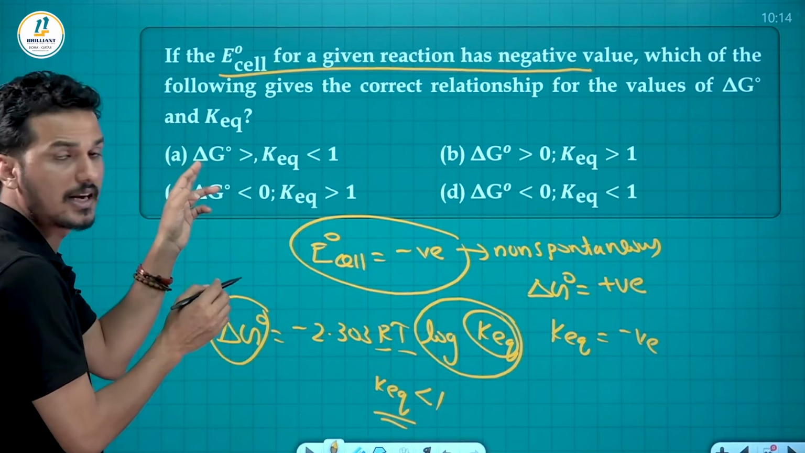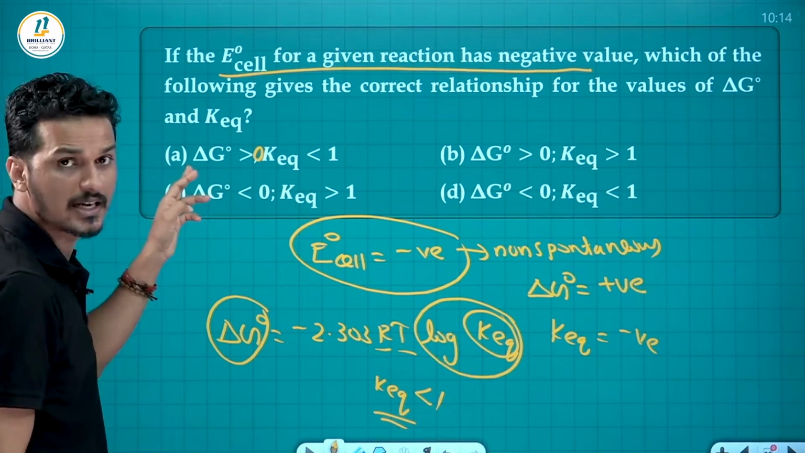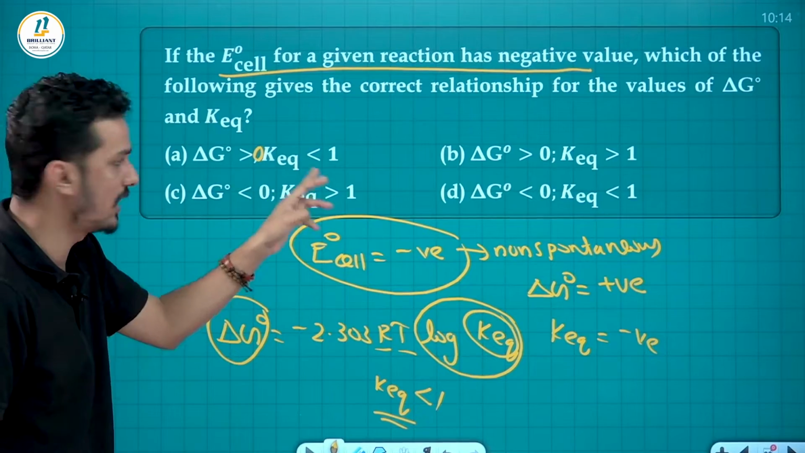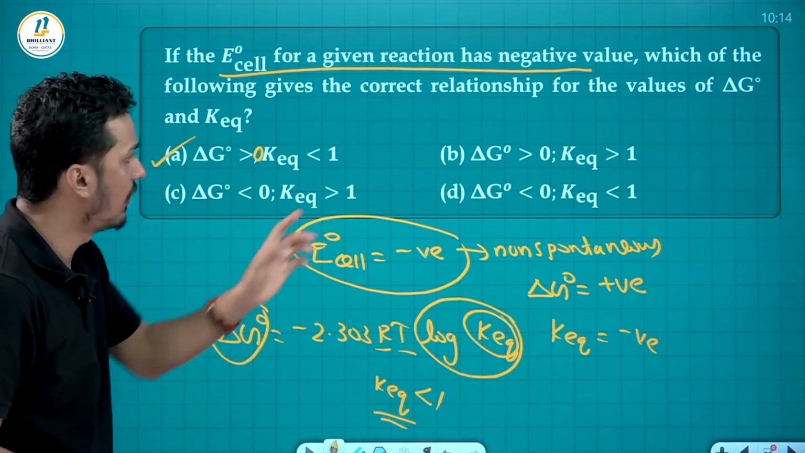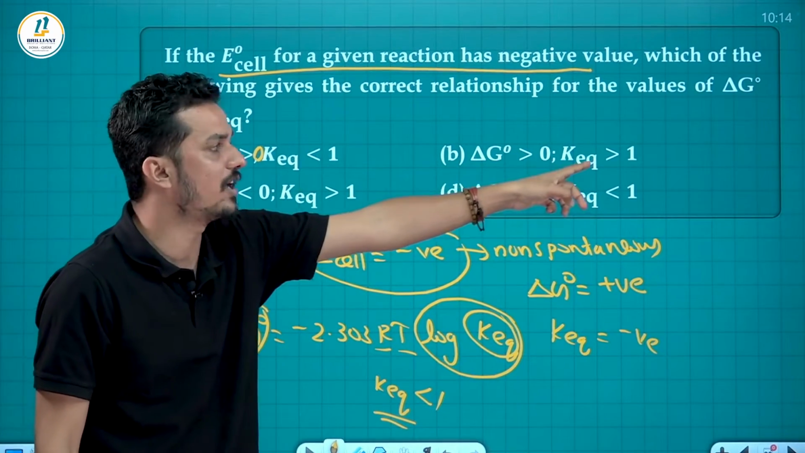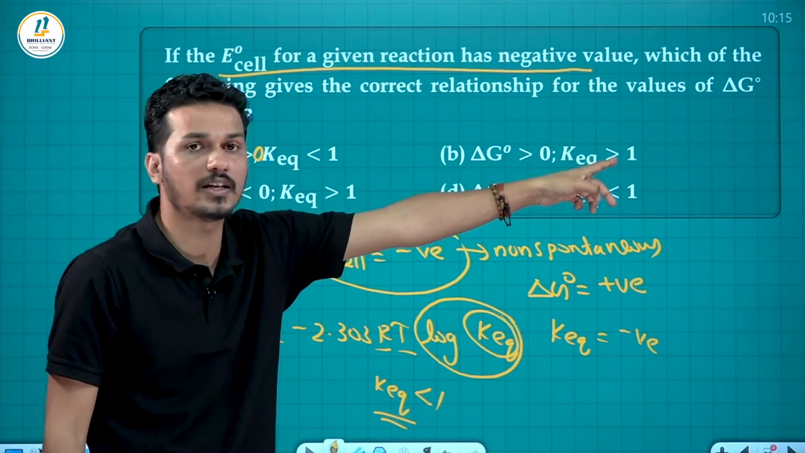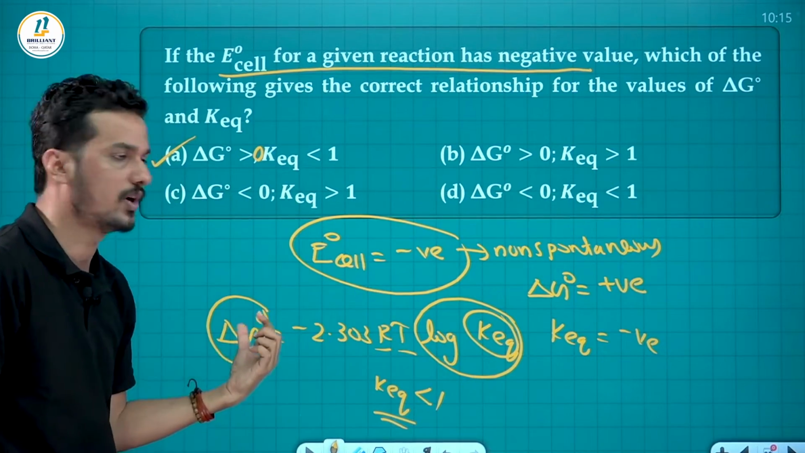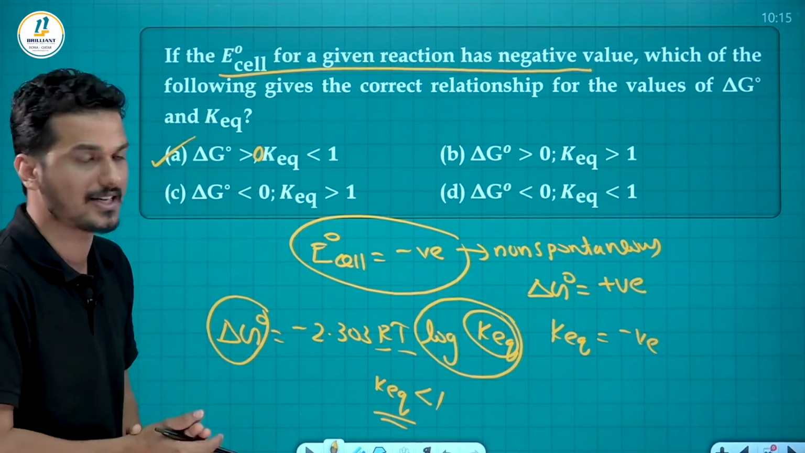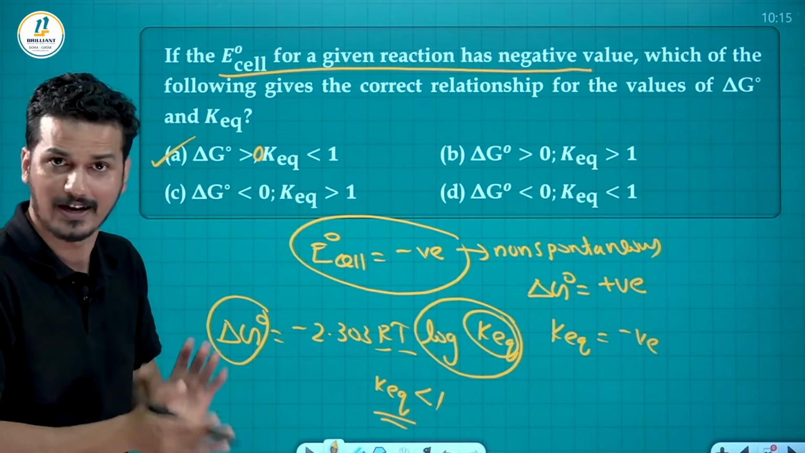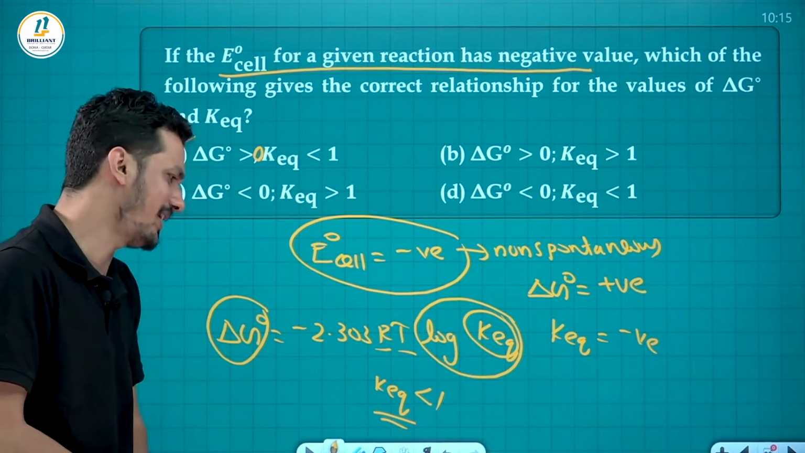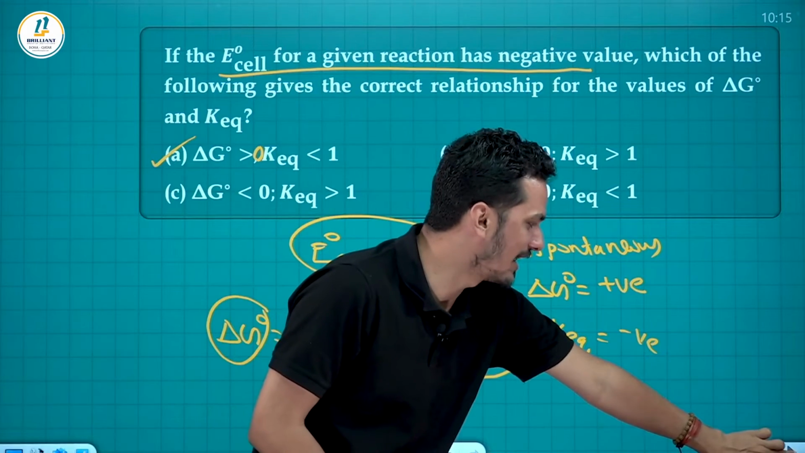What about this option? Here delta G0 is greater than 0. That's correct, that is positive. And K equilibrium is less than 1. So this is correct. What about here? Delta G0 greater than 0, K equilibrium greater than 1. That is wrong. K greater than 1 means the log will become positive only. So option 1 is the correct answer. I hope you guys got it. Ready now? Is it so? Okay, then we can go to the next question, guys.